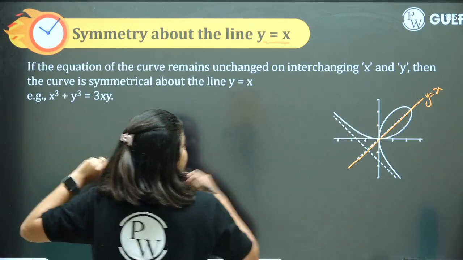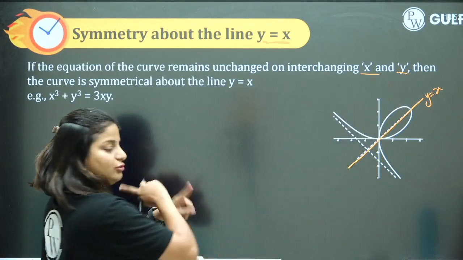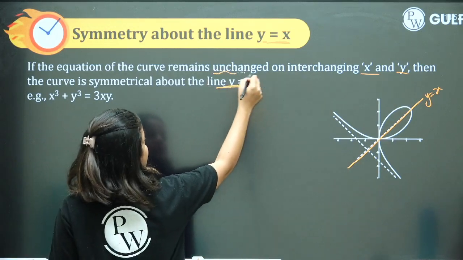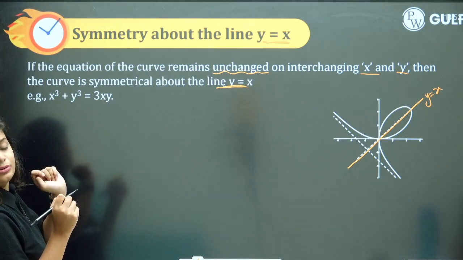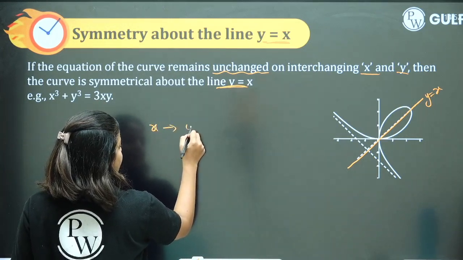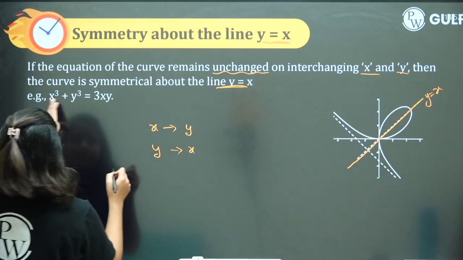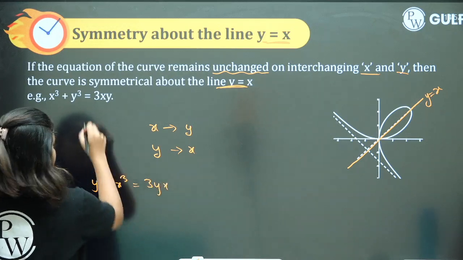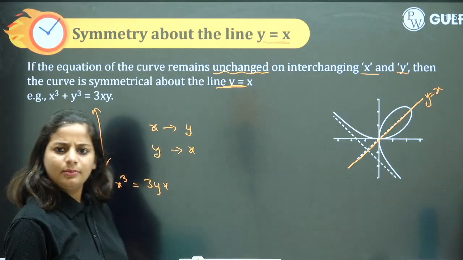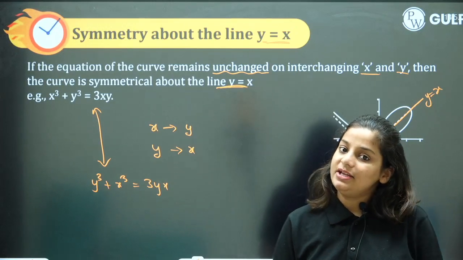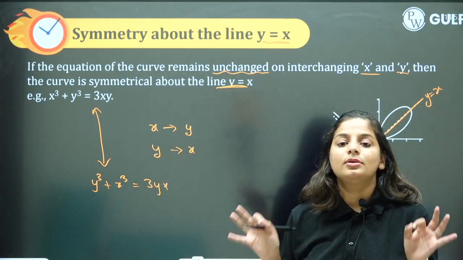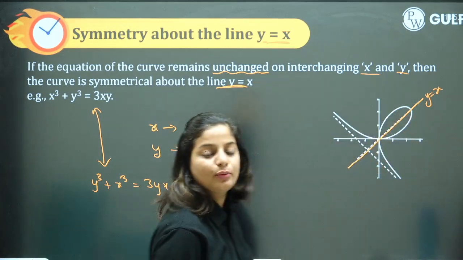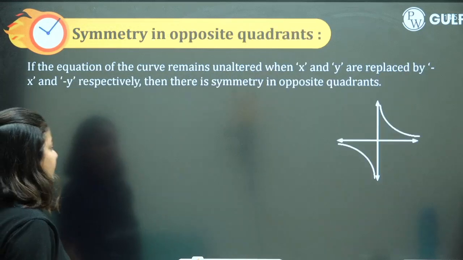Now, when you just interchange x and y and the equation remains unchanged, for example, x cube plus y cube equal to 3xy. Now you replace x with y and y with x in this equation. You will get y cube plus x cube is equal to 3yx. Aren't they both equal? They both are same. So when you interchange x and y, you get the same thing. That means such a curve will always be symmetrical along the line y equal to x. This is just an example.